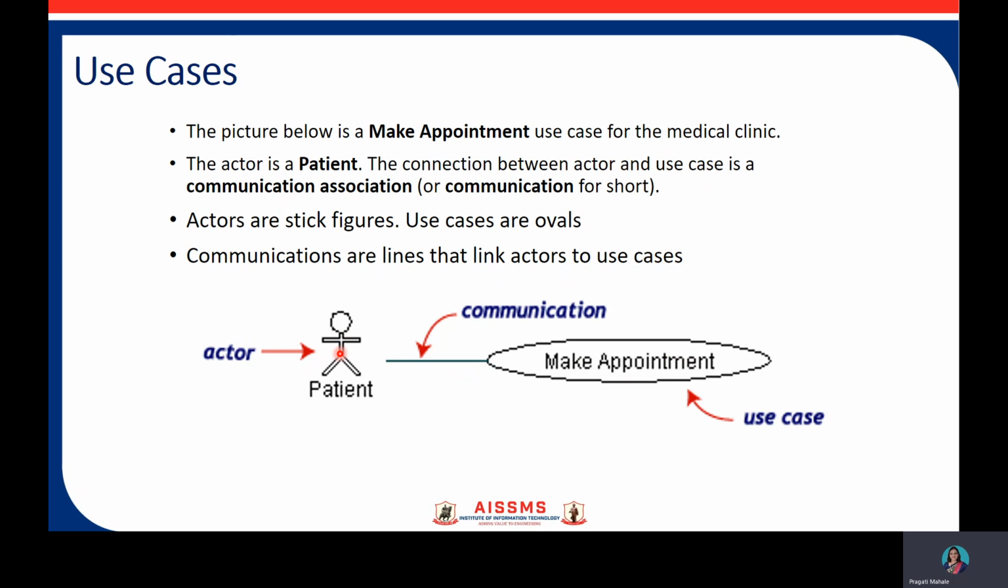So the actor is a stick figure, use cases are represented with ovals, and the communication, that is the relationship, is indicated by a line that links the actor with the use case. This particular example helps us to understand the scenario and the various components of the use case diagram that we use to model the design for our system.